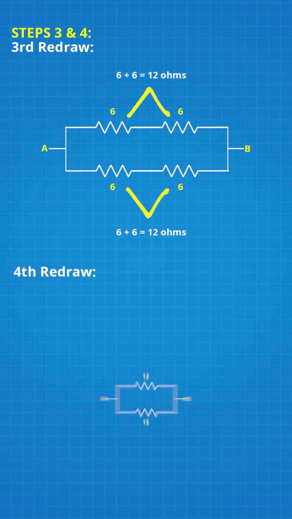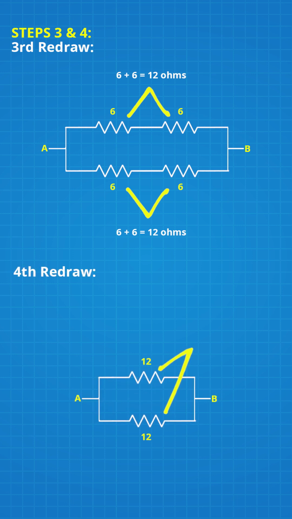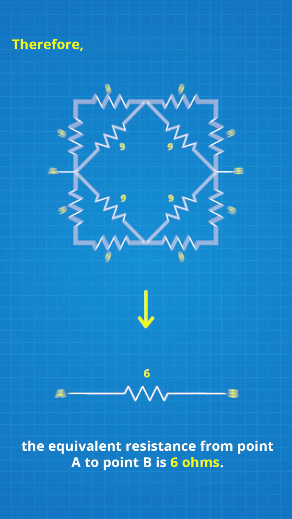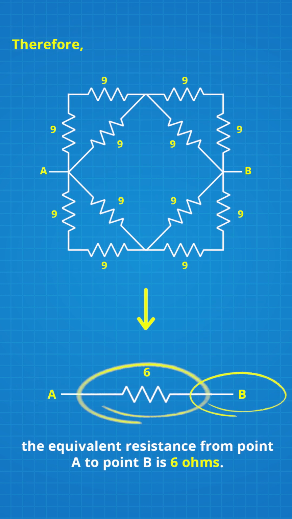Now, for the fourth redraw, all you have to do is to calculate these parallel connections. In this case, the calculation will be open parenthesis 12 raised to negative 1 plus 12 raised to negative 1 close parenthesis raised to negative 1, resulting in 6 ohms. Therefore, the equivalent resistance from point A to point B is 6 ohms.